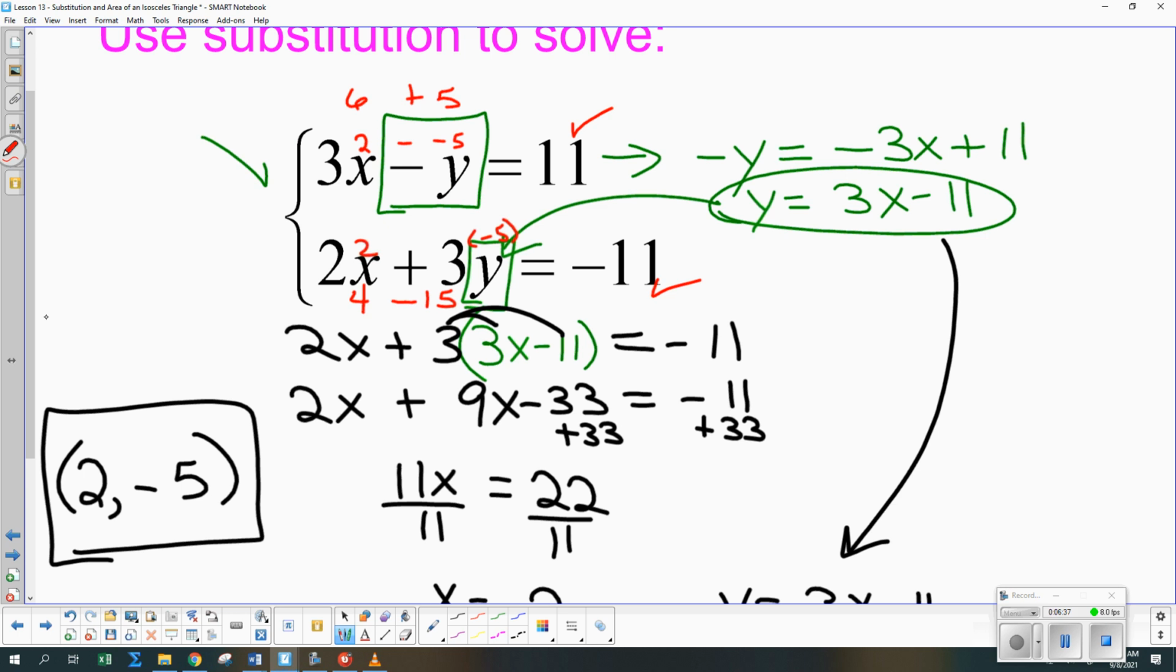I'm not requiring you on homework to do a check. On a test, if you have extra time at the end, I would encourage you to go back and plug in and make sure you have the correct answers.